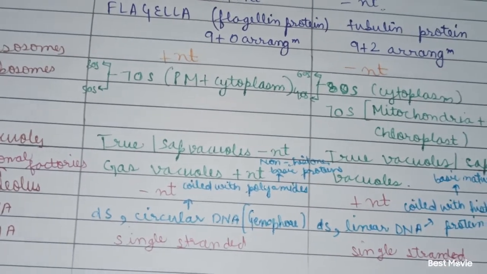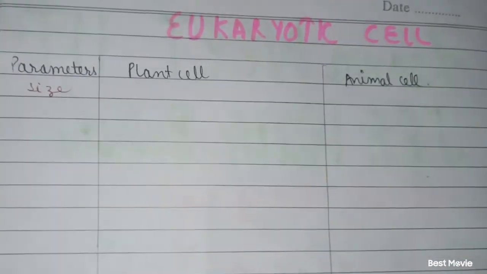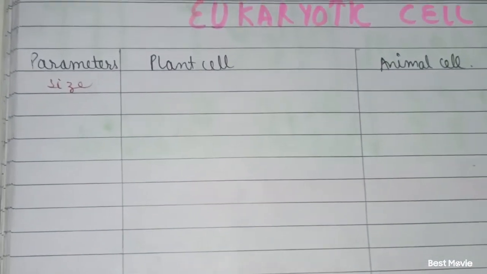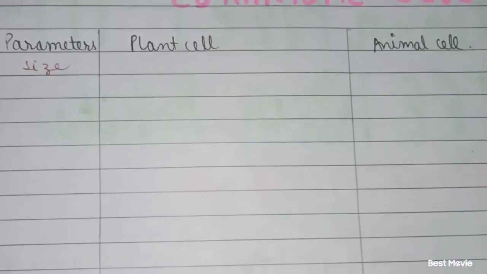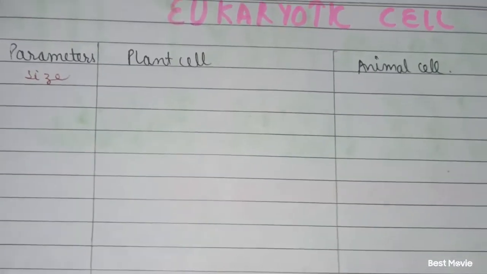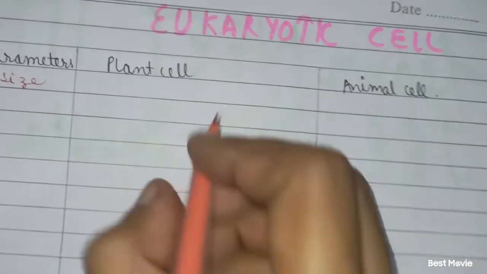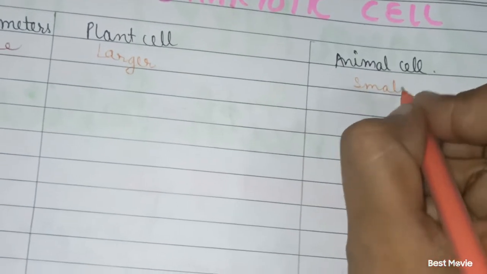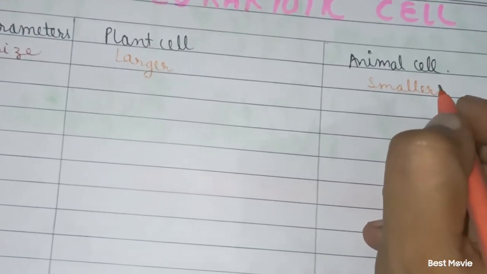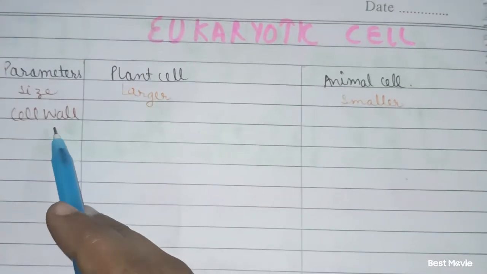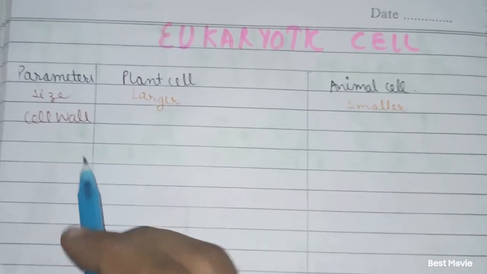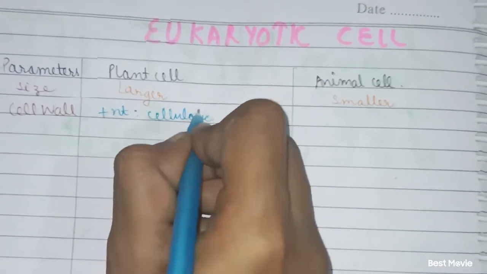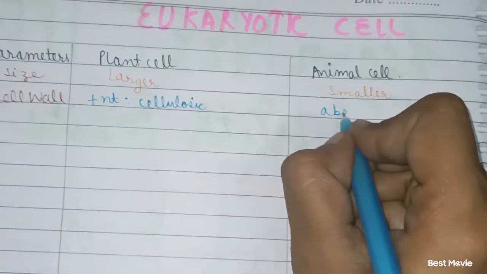Now let's head on to the next topic. Now we have the eukaryotic cell. In a eukaryotic cell, the two major types are plant cell and animal cell. The major difference between them is on the basis of size. Plant cells are larger than animal cells, and animal cells are smaller than plant cells. Now we have a difference on the basis of cell wall. In plant cells, a cell wall is present, cellulosic in nature. In animal cells, the cell wall is absent.